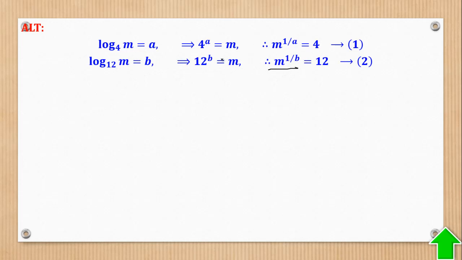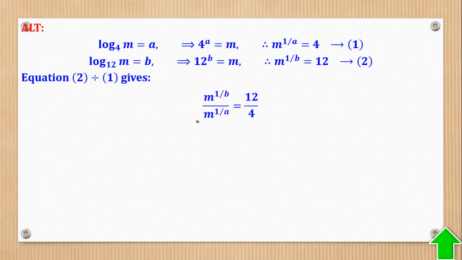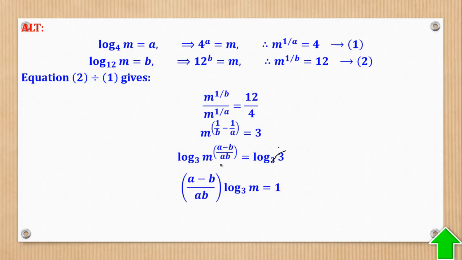Then you realize that this becomes that from the laws of indices. Now I'm going to divide the 2. When I divide the 2, I'll come up with this. This is the same base, I can subtract the powers, and this gives you 3. So get the LCM of this power, you'll come up with this. Then you put log base 3 on both sides. This becomes 1, which is here.